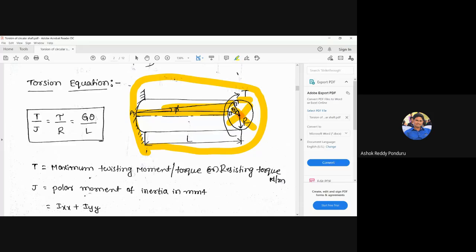Suppose, for example, I am considering a stiffer material for the shaft. Then the amount of torque required to get the angle of twist is more. That means the stiffness is directly proportional to the load, here the twisting moment, and inversely proportional to the angle of twist. Suppose it is more stiff.